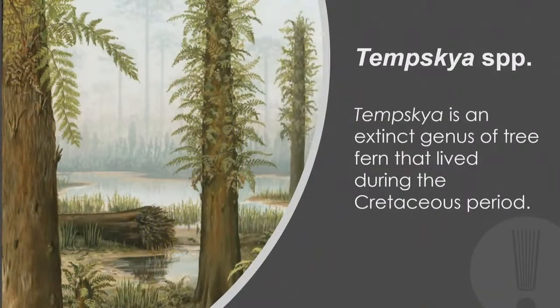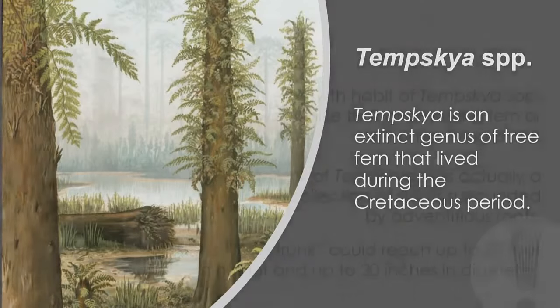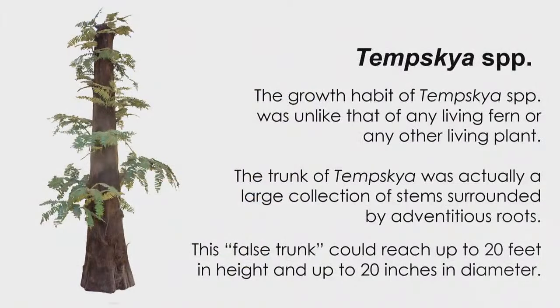We get Tempskya. This is an interesting thing. This is an extinct genus of tree fern that lived during the Cretaceous. I have some sections of Tempskya up there. It has an interesting growth habit. Unlike any living fern or any other living plant, the trunk was actually a collection of stems bound together and surrounded by adventitious roots, kind of creating a false trunk. You know, it could reach up to 20 feet high, 20 inches in diameter.